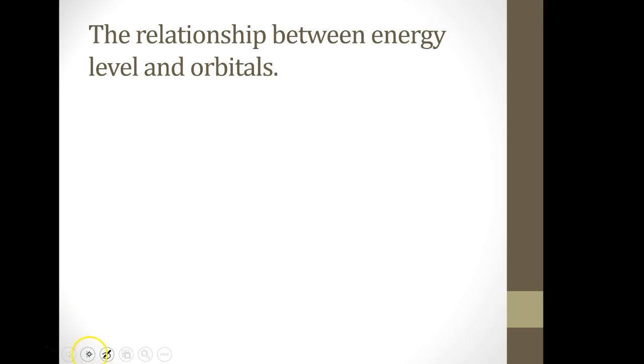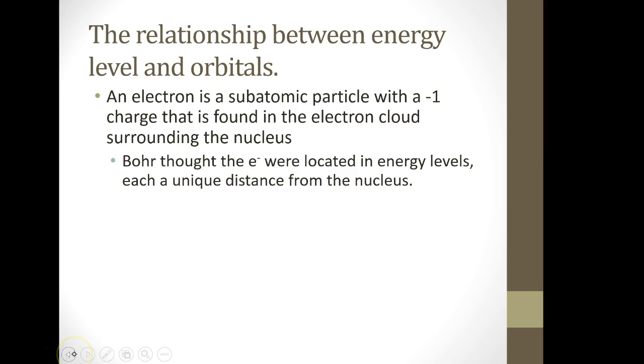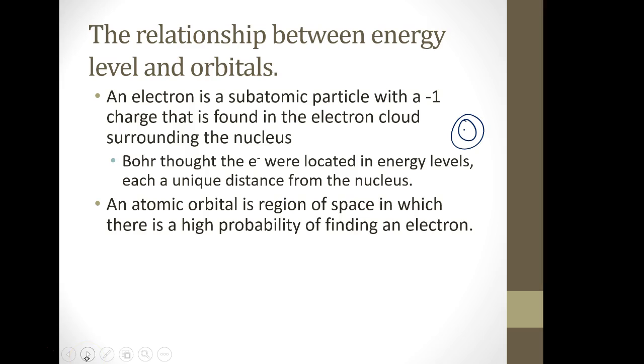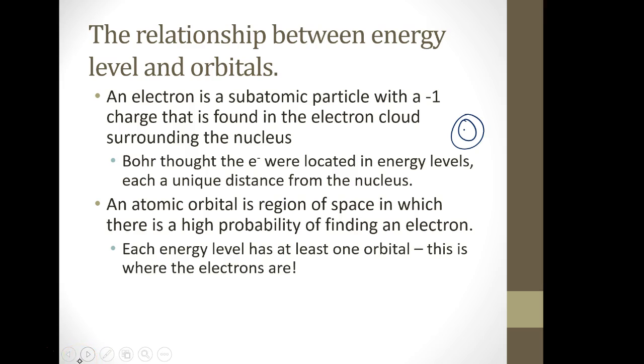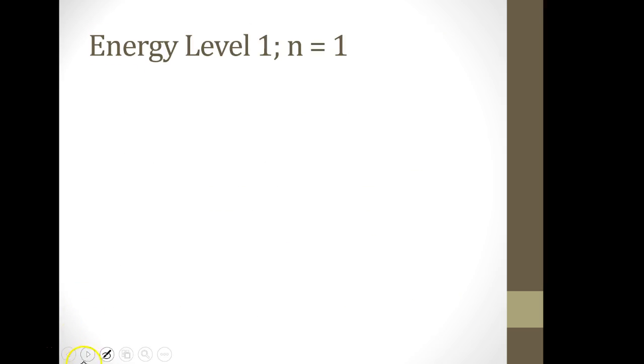So the relationship between energy levels and orbitals. Electron has a -1 charge. It is in the electron crowd surrounding the nucleus. And he thought they were in energy levels. That's where we get these circles from. Technically, they're not. Okay, technically they're in areas of space. They're regions of space around the nucleus. So they're a high probability of finding the electrons. Each energy level has at least one orbital, and that's where the electrons are, the regions of space where you can find them. Energy level 1, that'd be the first circle, is closest to the nucleus, so it's the smallest in size, and it only has one orbital, and it's called the 1s orbital.